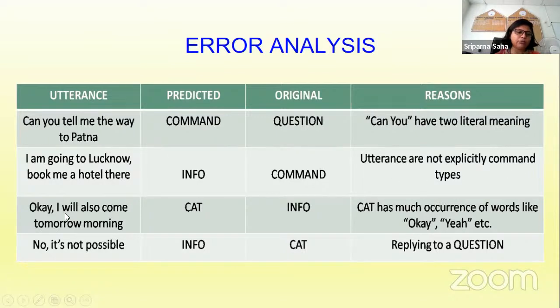Then, okay, I will also come tomorrow morning. Here the predicted is cat, and the original is basically information.